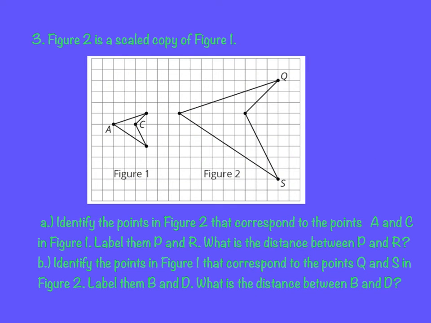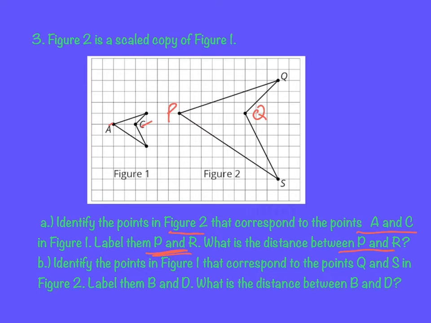Okay, next. Figure 2 is a scaled copy of Figure 1. All right, identify the points in Figure 2 that correspond to the points A and C in Figure 1. Label them P and R. So I would say that A and C are right here. So that would mean that this is P and this is Q.